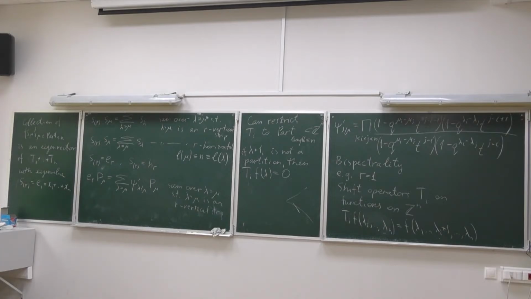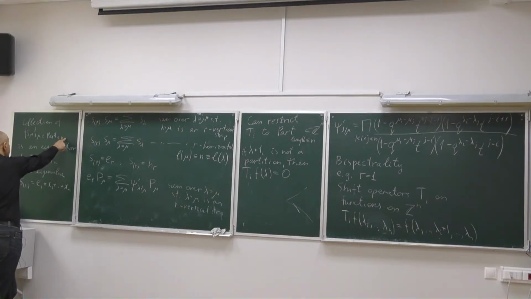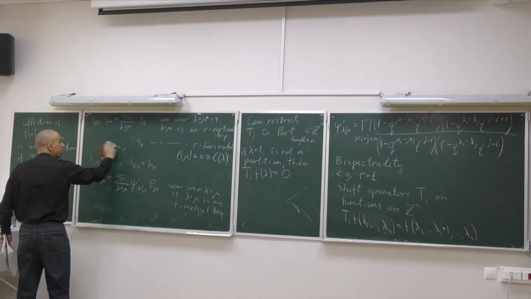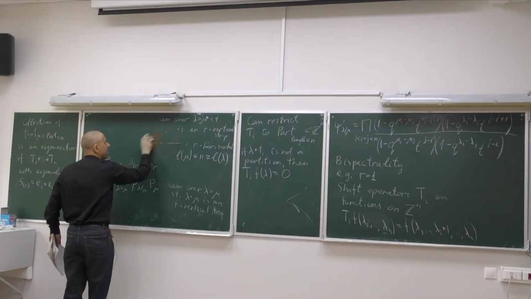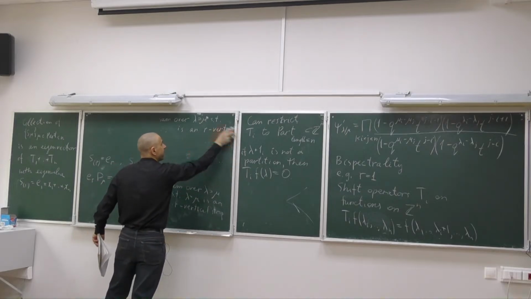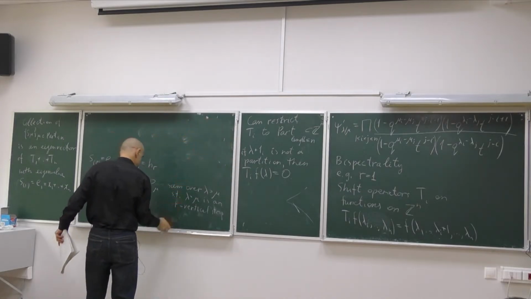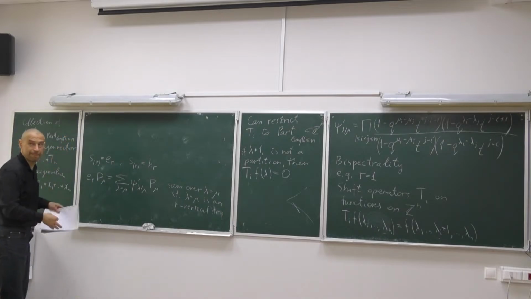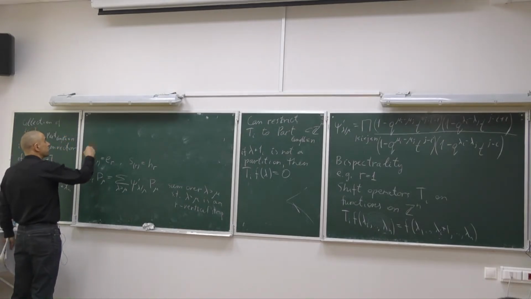Pardon me? So R is 1 here. Just 1. Here? What does it mean? Well, it means that, yeah, length less than or equal to. Yes. Okay.